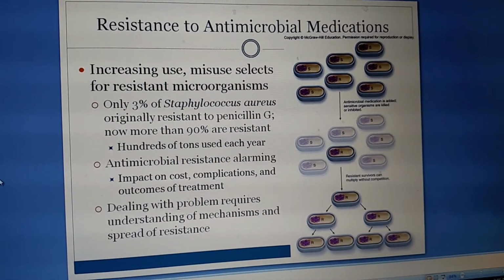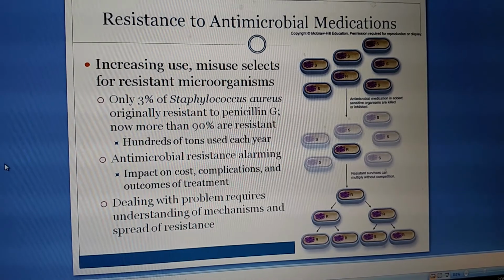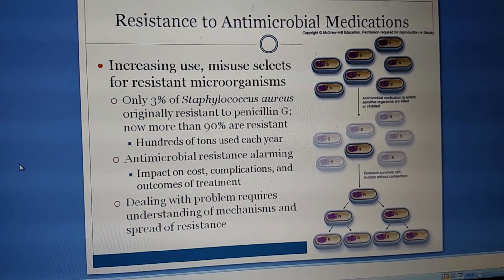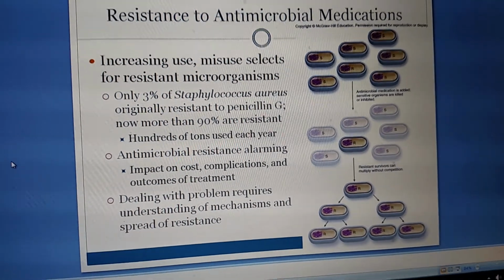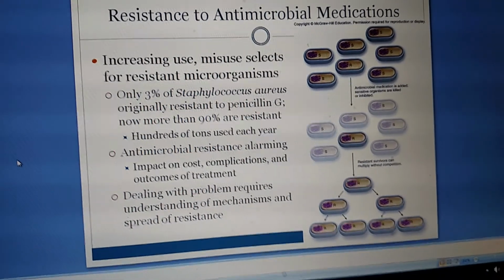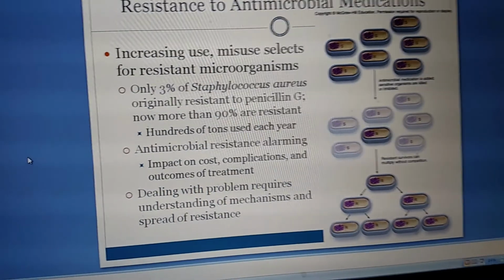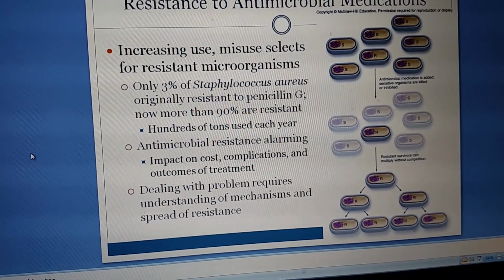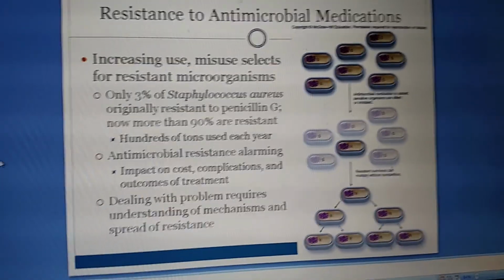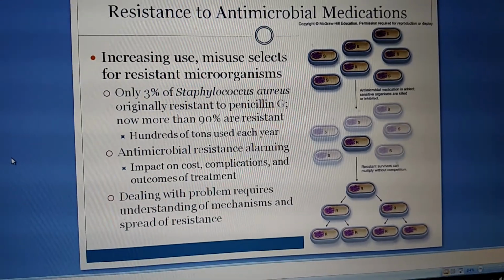Now we have increasing resistance to antimicrobial medication. Unfortunately, because we're using more of these medications and we're not using them correctly, this is encouraging microorganisms to evolve resistance. So when penicillin G was first used, only 3% of staph organisms were actually resistant. Now more than 90% of Staph aureus cultures are resistant. This means that we're using hundreds of tons of penicillin to no good effect each year.